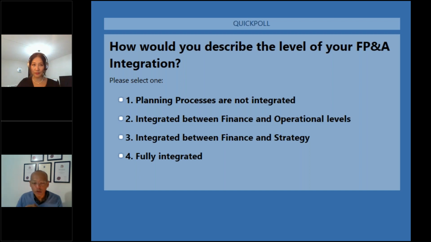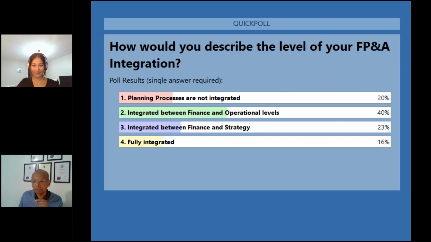Planning processes are not integrated. Planning processes are integrated between finance and operational only, finance and strategy only, and finally, fully integrated. So I will now close the poll. Thank you very much for voting, and I will share it.